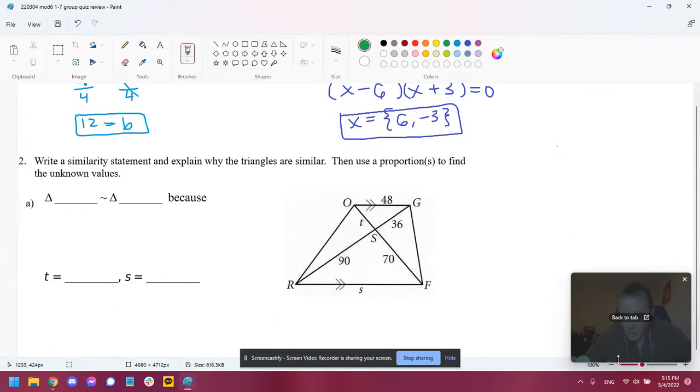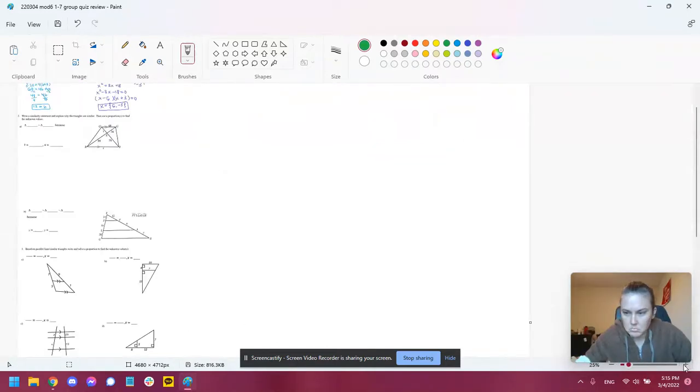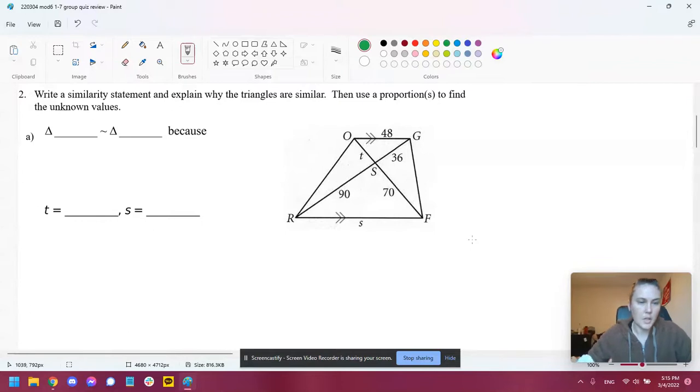Okay. Oh, no. It's not letting me scroll down. Yes, it is. Nice. Cool. I do not like computers.